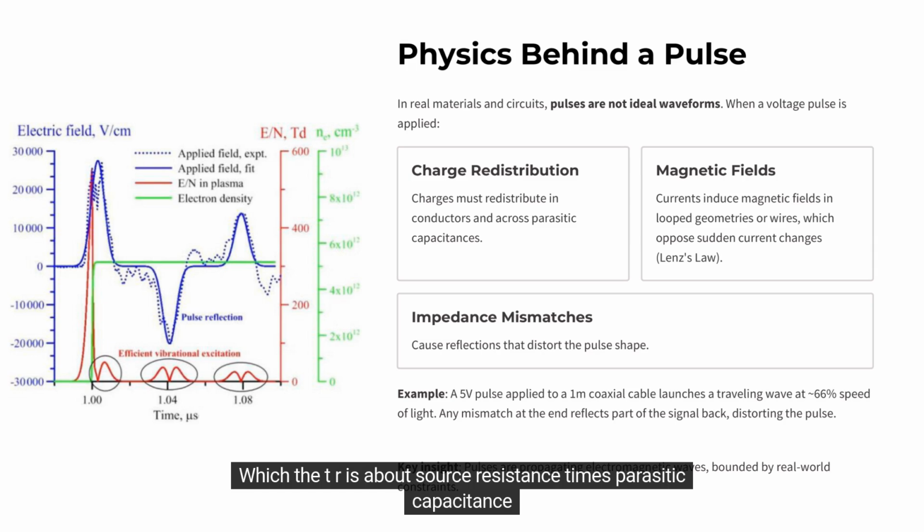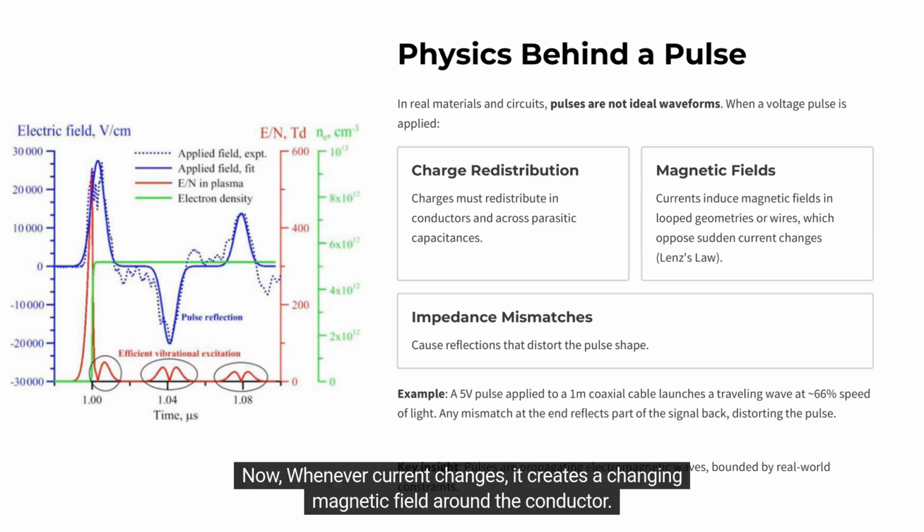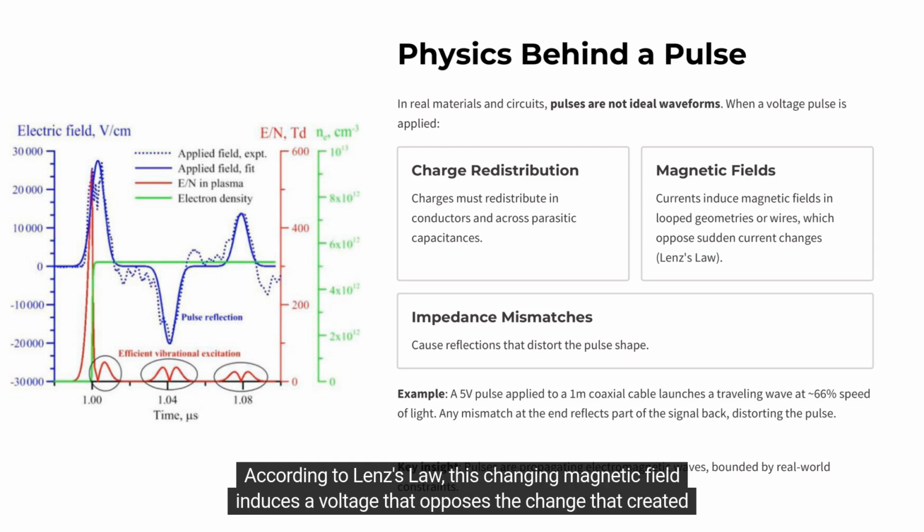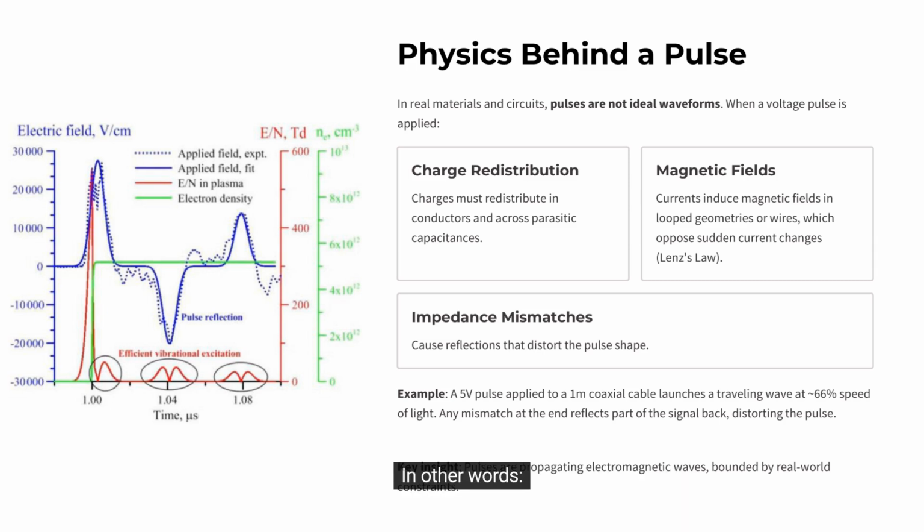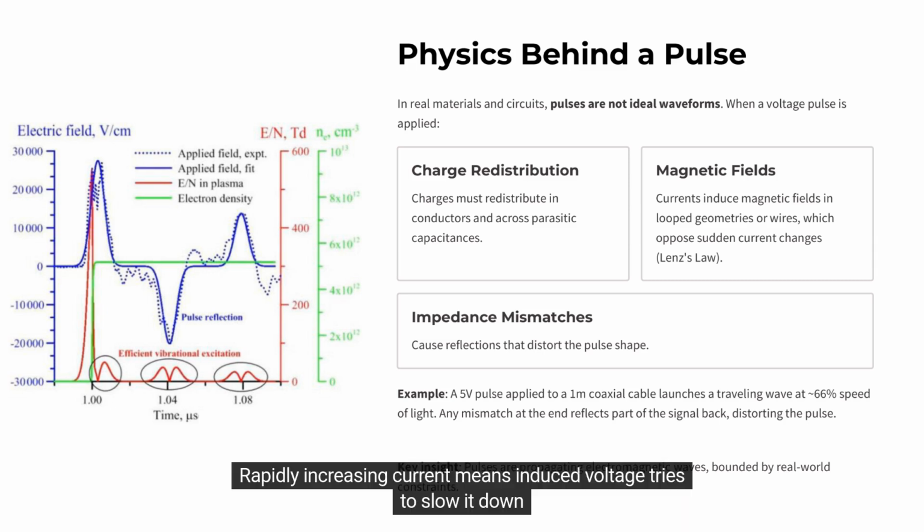times parasitic capacitance. Now, whenever current changes, it creates a changing magnetic field around the conductor. According to Lenz's law, this changing magnetic field induces a voltage that opposes the change that created it. In other words, rapidly increasing current means induced voltage tries to slow it down. Rapidly decreasing current means induced voltage tries to keep it flowing. This behavior is modeled as inductance in wires, loops, and PCB traces.